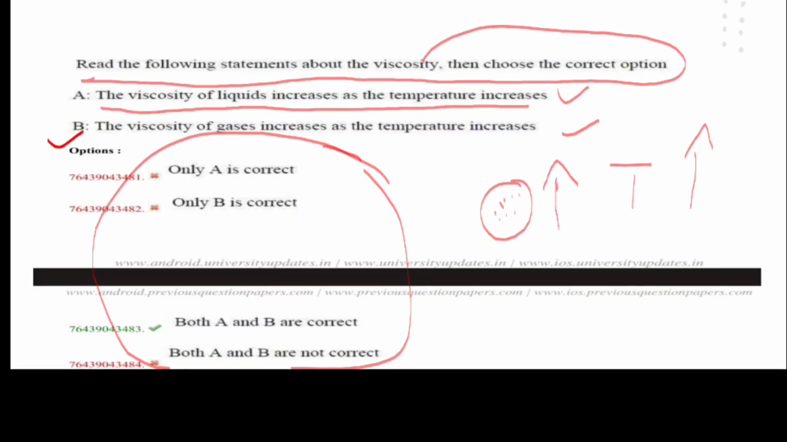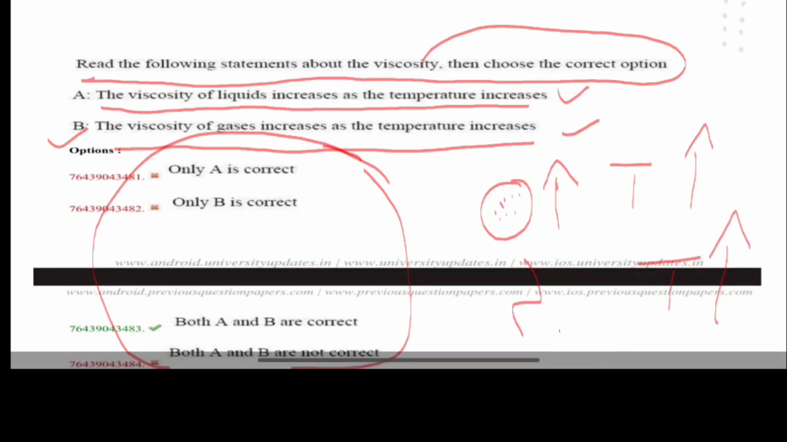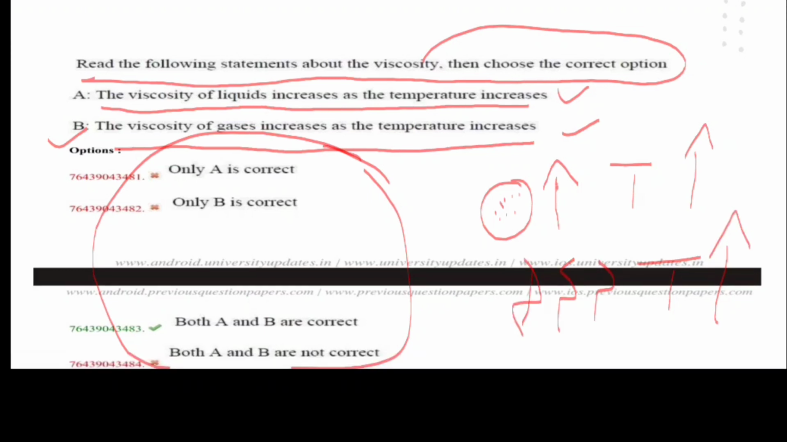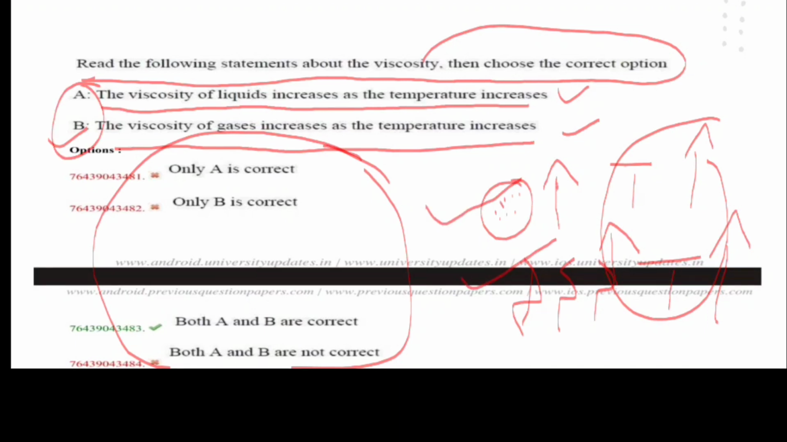And let's see statement B: the viscosity of gases increases as the temperature increases. If temperature again increases, then what about the viscosity of gases? Viscosity of gases also increases. Now we can conclude that if temperature increases, both viscosity of liquids and gases will increase. So these two statements are correct. Let's see the option. Both A and B are correct. Let's see the next question.